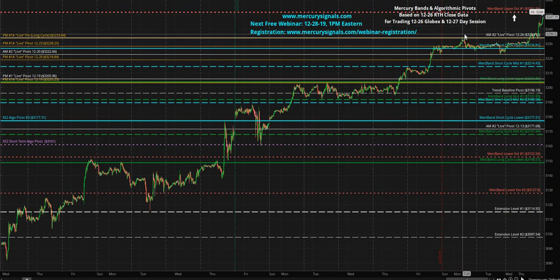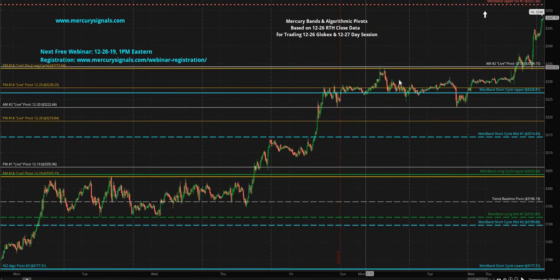Now, these are the algo pivots for tonight, and I'll go in a little bit closer so you can see these lines a little bit better, but I just want to zoom out for a minute.